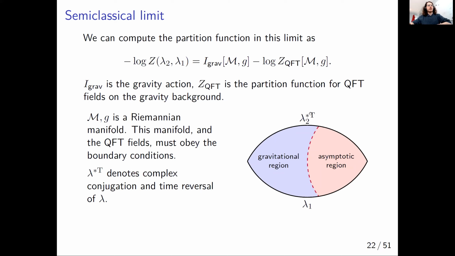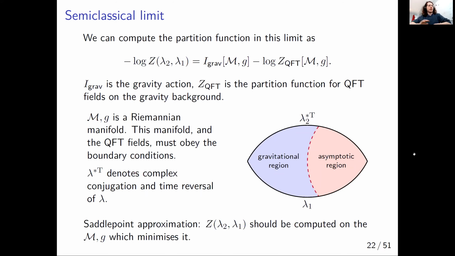And the future boundary conditions are additionally complex conjugated and time reversed, which is what star t is supposed to denote. And because this is a semi-classical limit, the partition function here should be computed in a saddle point approximation. So in other words, we should evaluate it on the manifold and metric, which minimize it.